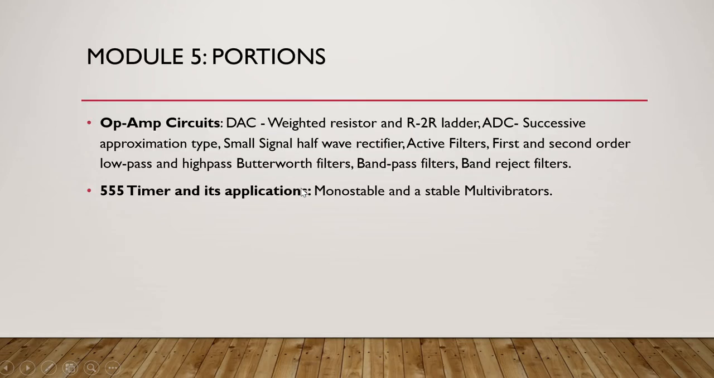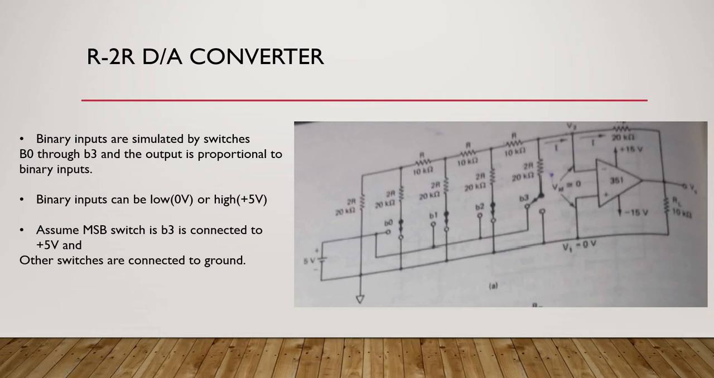In yesterday's class we discussed the weighted resistor DAC. Today we are going to see this R2R ladder network. The main disadvantage of the binary weighted DAC converter is that it requires a wide variety of binary weighted resistors that may not be practically available, especially when the number of inputs is more than 4. That is not practically available. This is the drawback we have in the binary weighted resistor DAC.